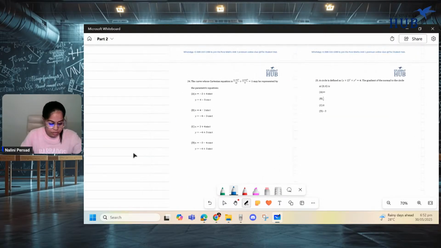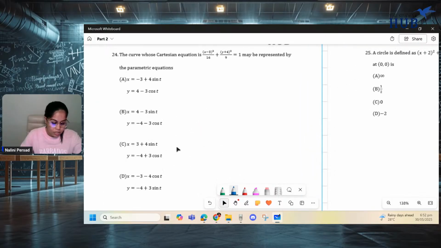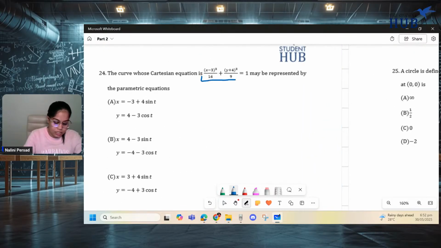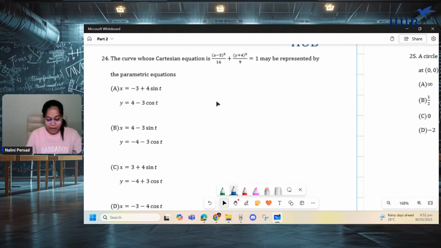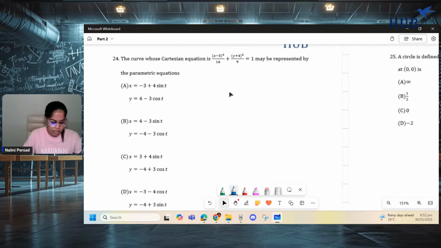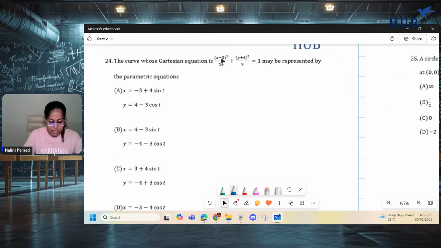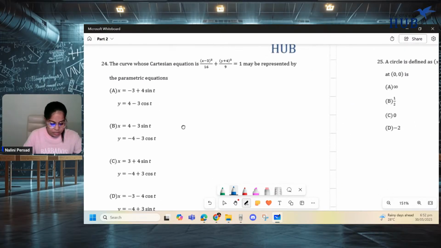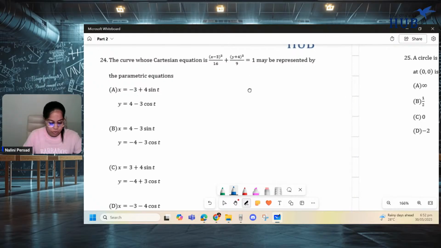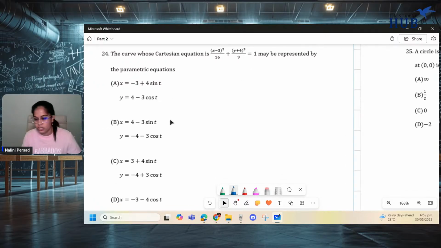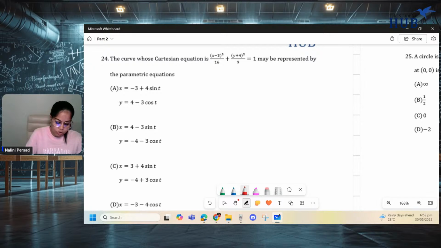All right, on to question 24. The curve whose Cartesian equation is given may be represented by the parametric equations. So deep breath, you are halfway there, more than halfway there. This is your Cartesian equation, and you need to get the parametric equations. Parametric equations introduce a third variable t. So this is in a certain form.